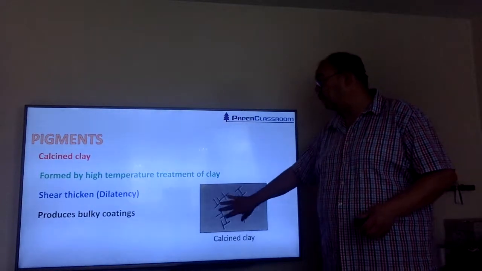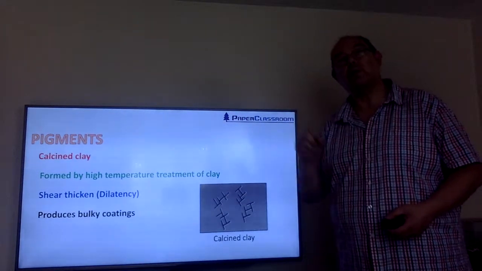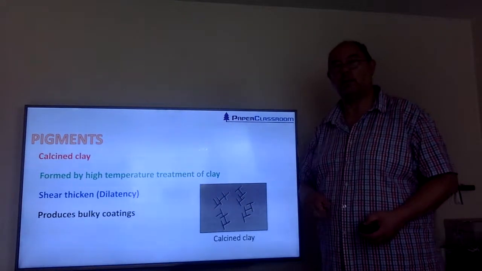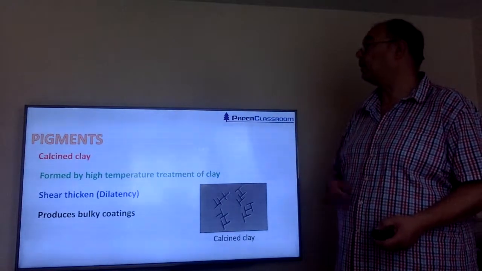And these types of particles actually produce quite bulky coatings. So if you need a bulky coating for some reason, then calcined clays are the way to go, but you've got to be careful how you physically handle them.